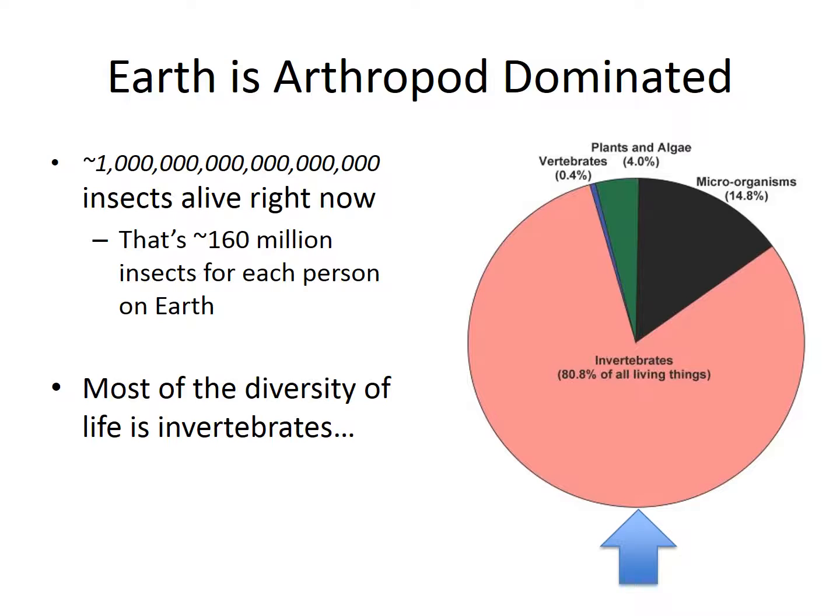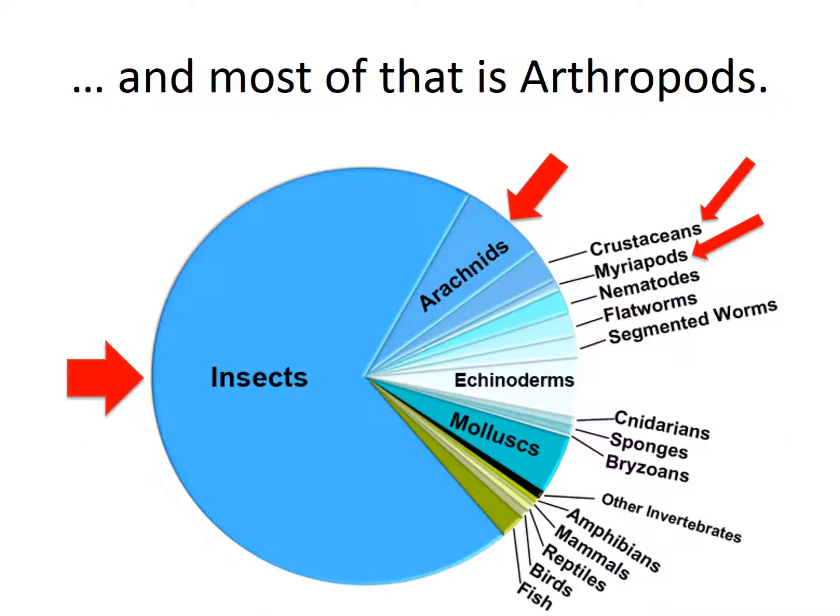The first reason that we study arthropods is that, in truth, Earth is an arthropod-dominated planet. In fact, there are about a quintillion insects alive at this moment. That's approximately 160 million insects for each person on Earth. Secondly, most of the diversity of life on Earth is invertebrates. And most of that invertebrate life on Earth is arthropods.